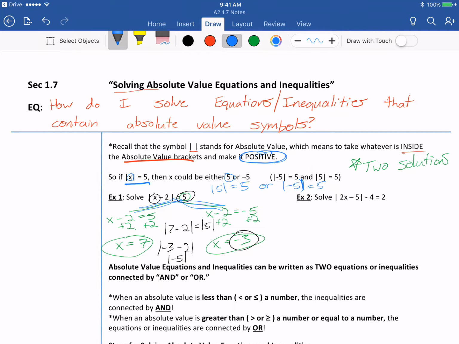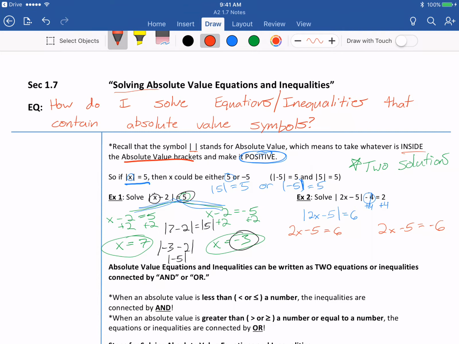Now notice in example number 2, we got this negative 4 hanging out here. We have to get rid of that guy first before we break anything apart. So I'm going to still have the absolute value of 2x minus 5, and the negative 4 goes away: 2 plus 4 gives me 6. Now the absolute value is all by itself, so I can break this apart into 2x minus 5 equals 6, and 2x minus 5 is equal to negative 6.